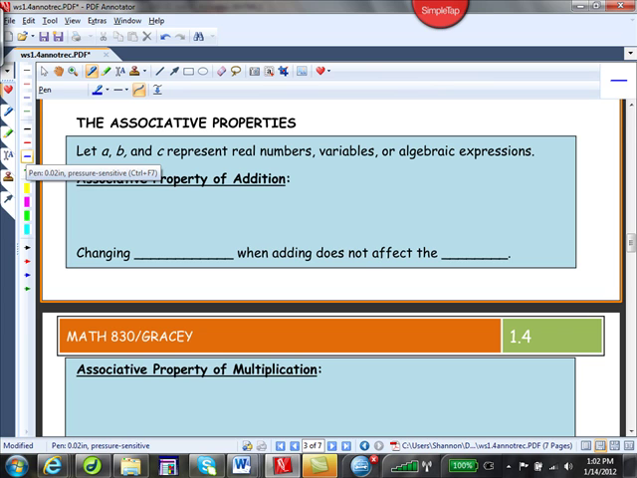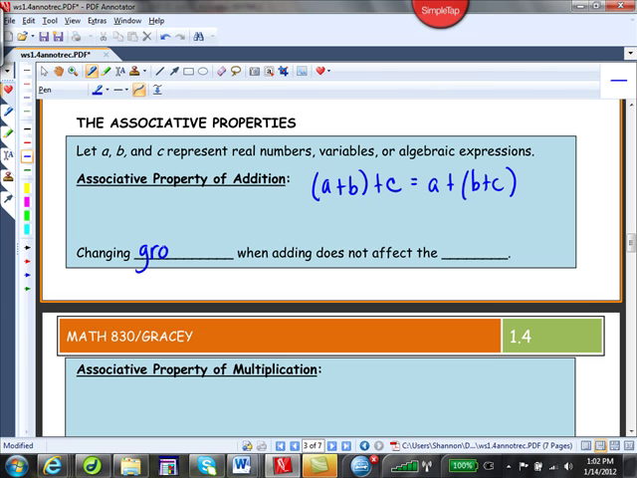Associative properties. So A, B, and C are real numbers, variables, or algebraic expressions again. So what the associative property of addition states is that if you have A plus B grouped, and you add some C, that's going to be equivalent to A plus B plus C being grouped. So changing grouping when adding does not affect the sum.